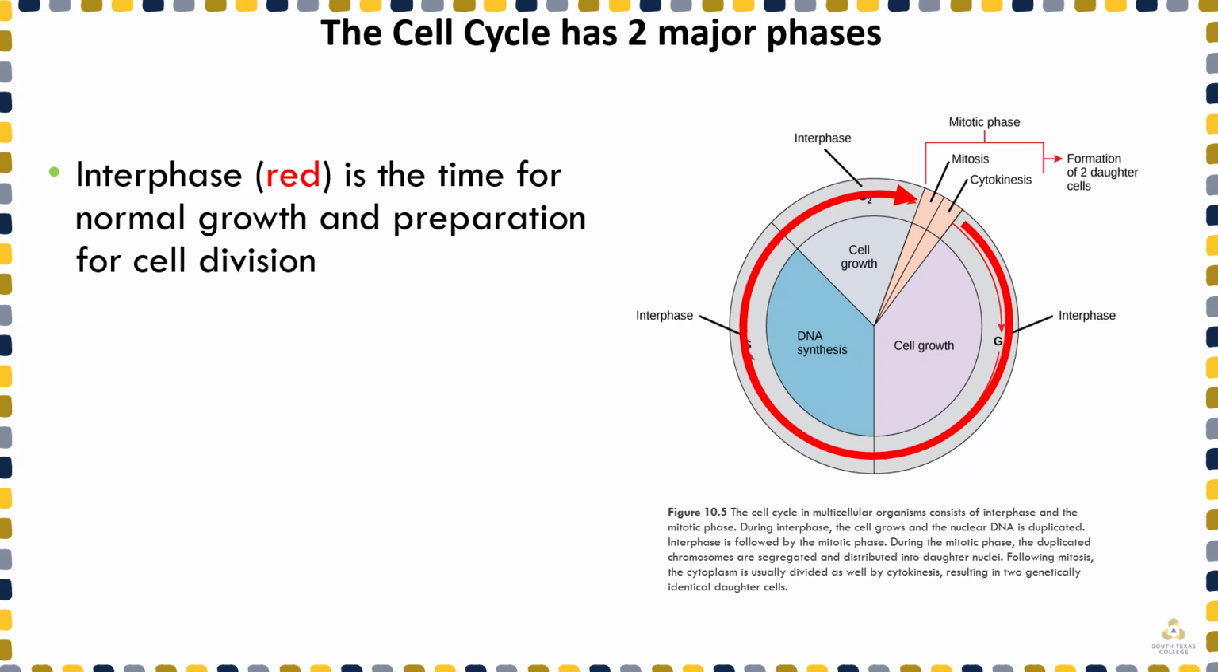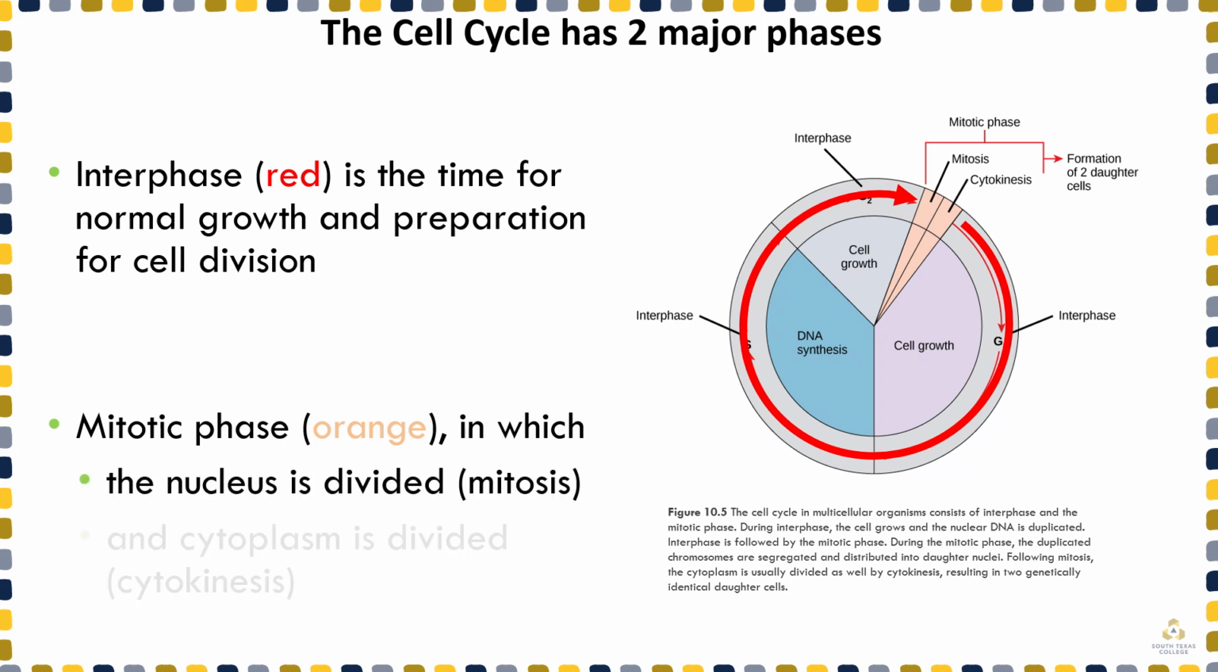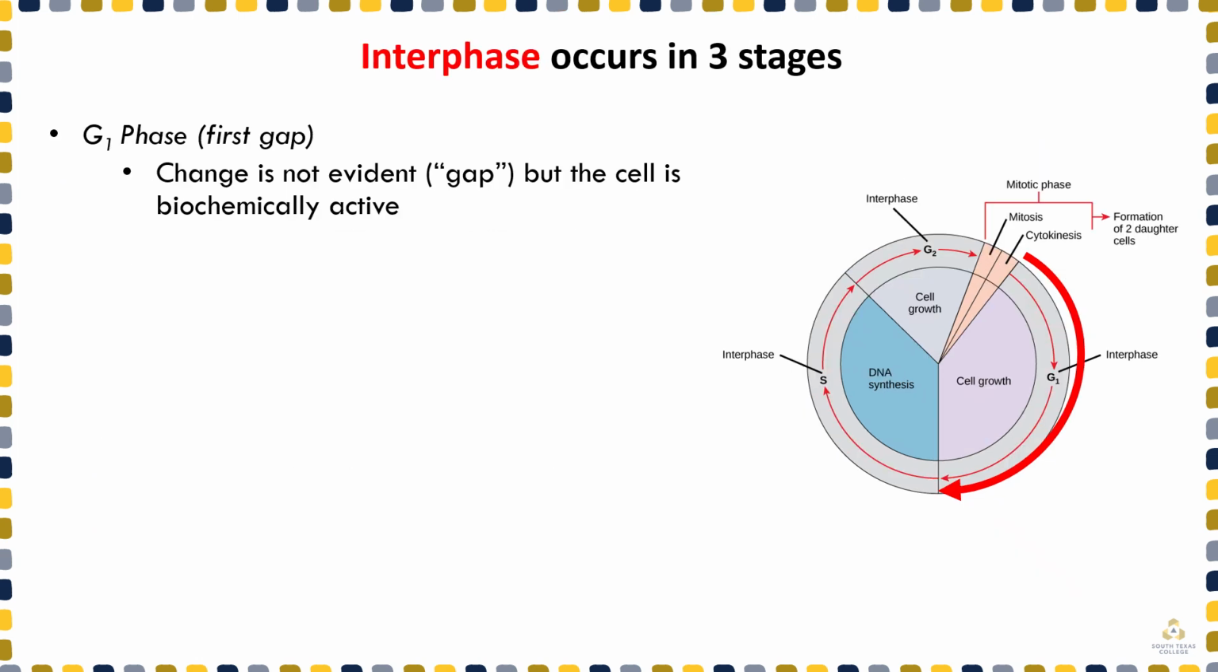And then in the orange region here, we have the mitotic phase, in which the nucleus is divided, which we call mitosis. And then the cytoplasm divides into 2 new cells, which is called cytokinesis. Interphase is divided into 3 phases, 3 stages.